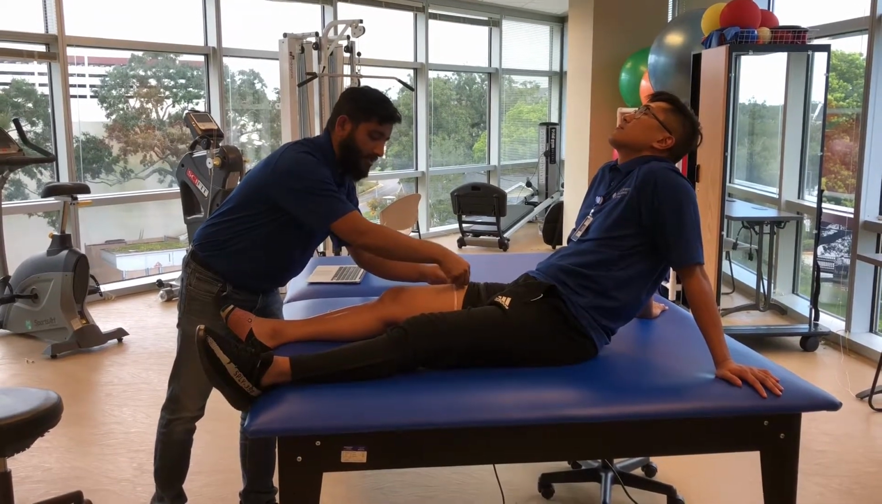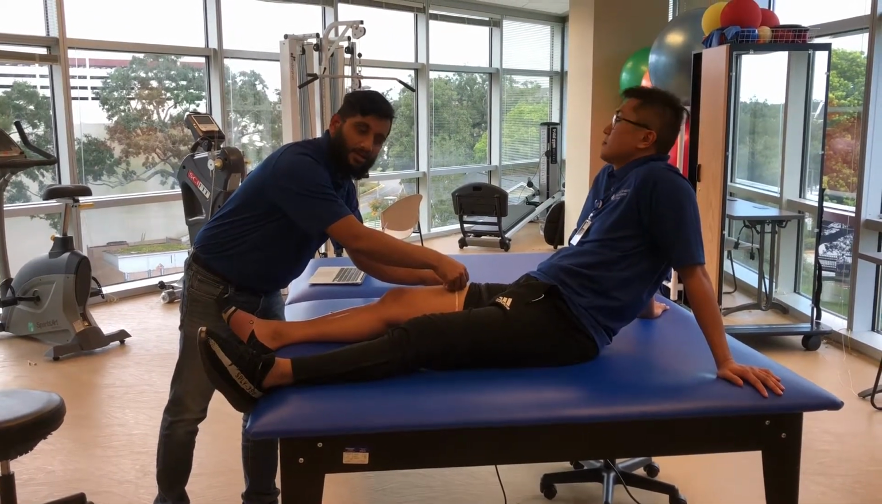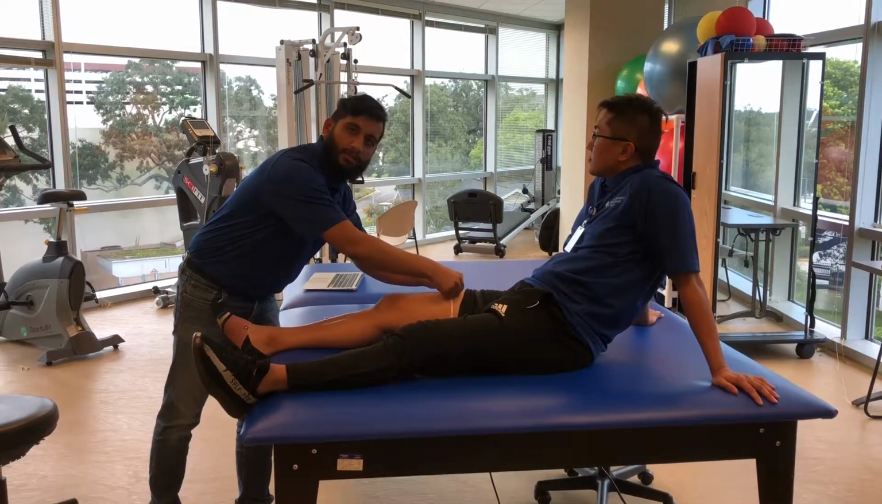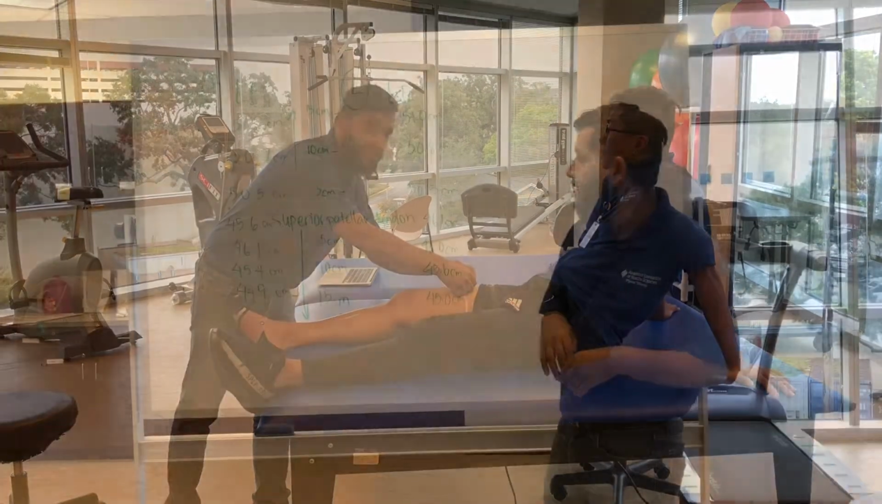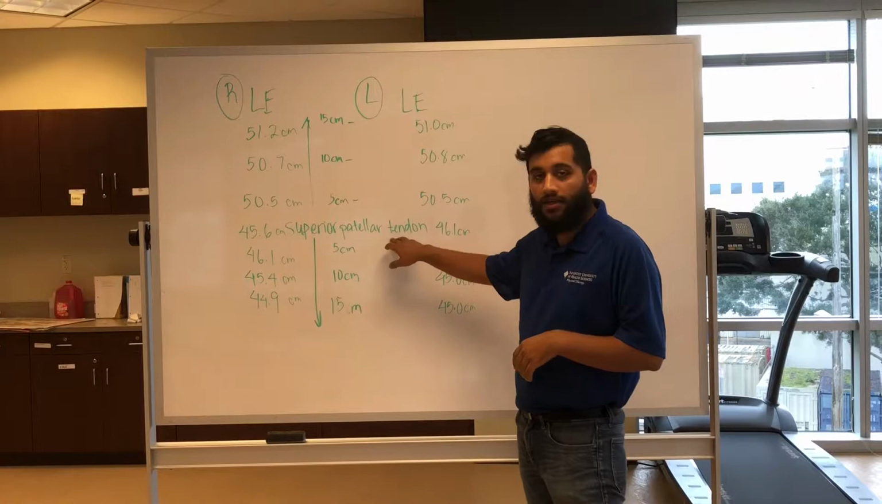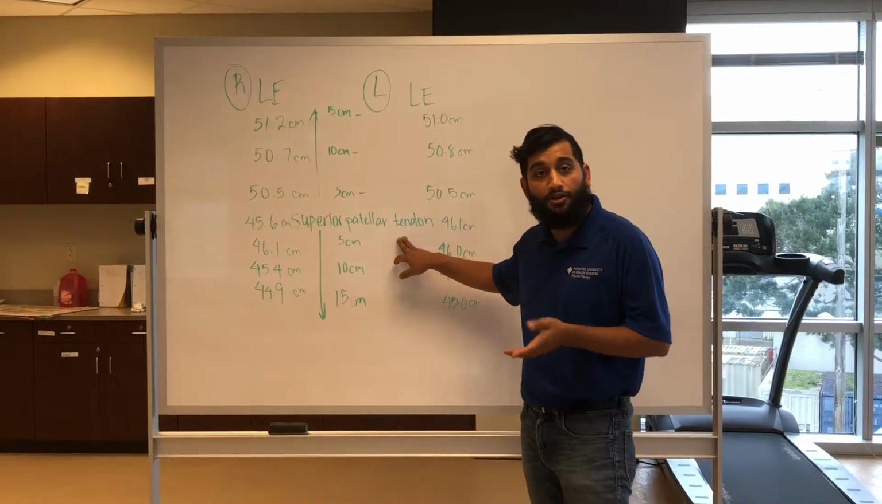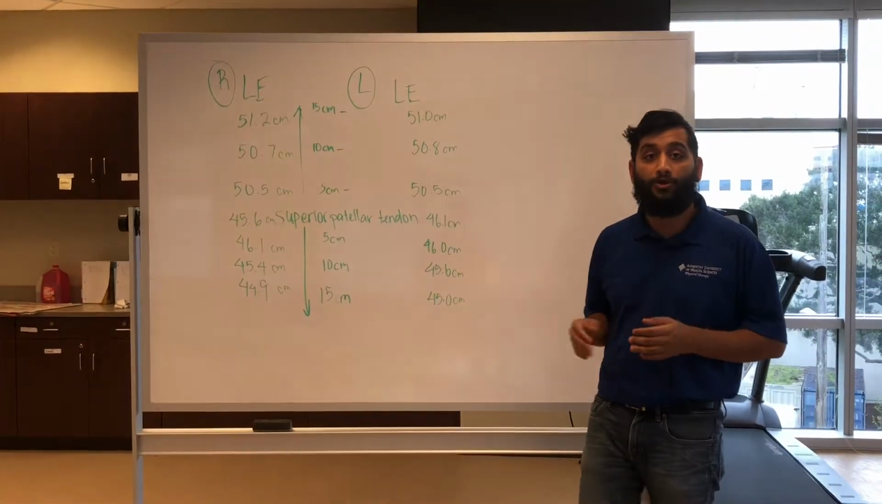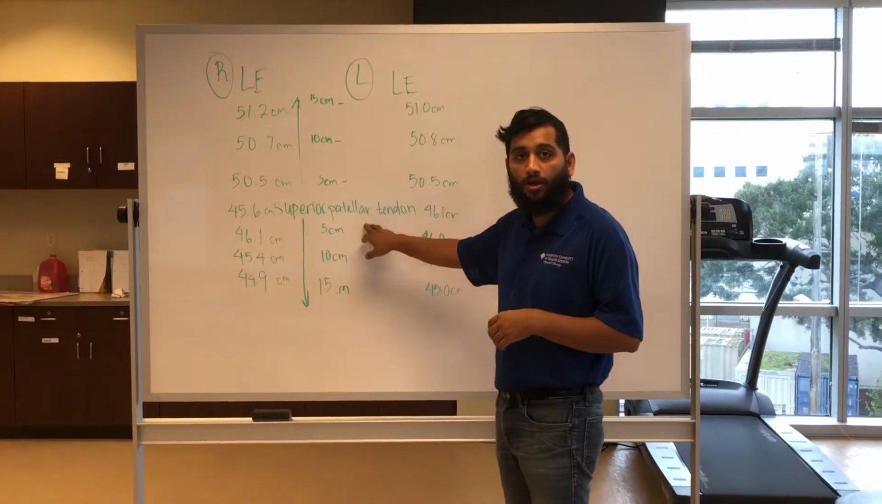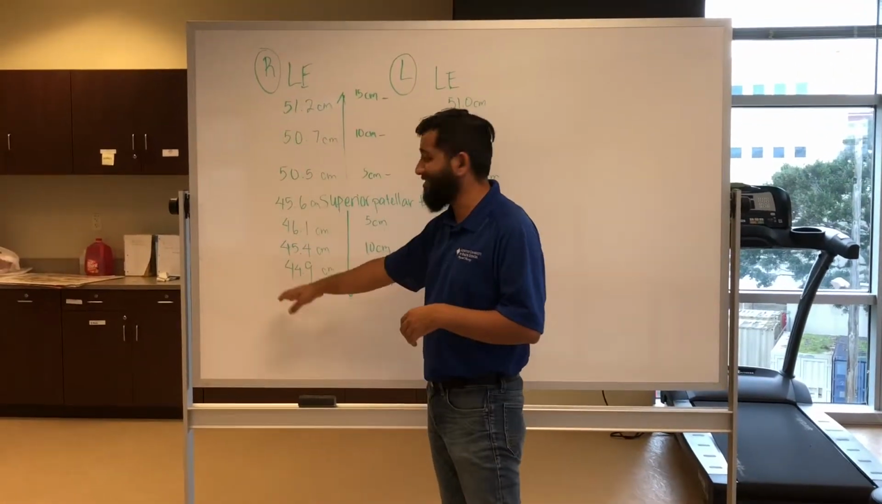You want to make sure that the tape measure is nice and snug and that the skin isn't being depressed at all. Again, just like any girth measurement, you want to make sure you're comparing both sides. So you have your landmark and you have the measurement on both sides in centimeters.